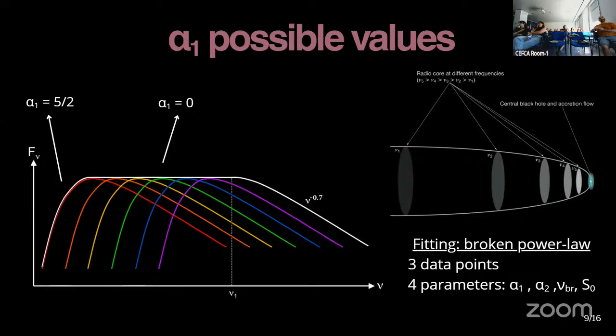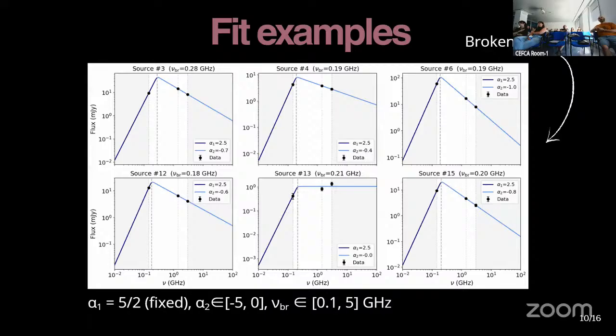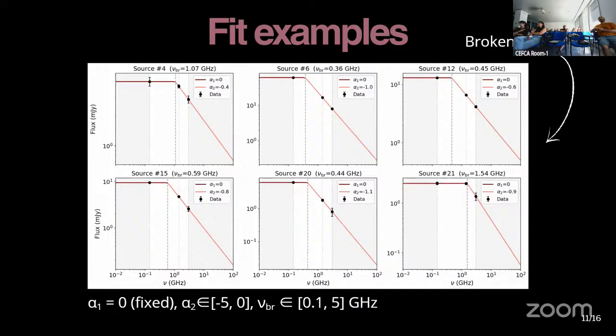So now you can see some fit examples. This is for the first case of alpha 1 equal to 5/2, so this alpha would be fixed, and this would be for alpha 1 equal to 0. This is also fixed. These are the boundaries that I have set for alpha 2 and for the break frequencies.